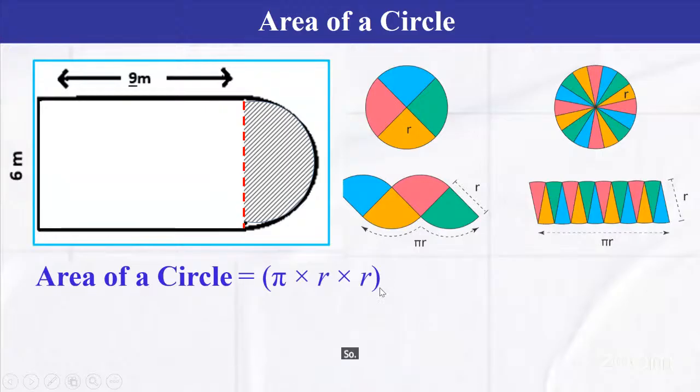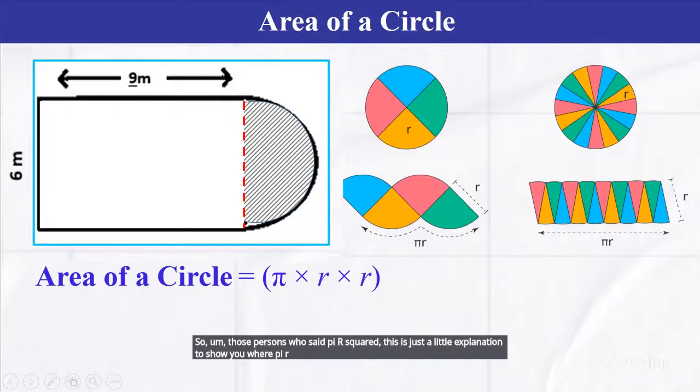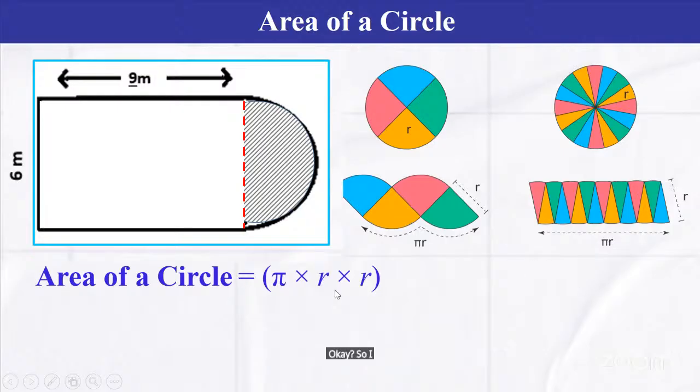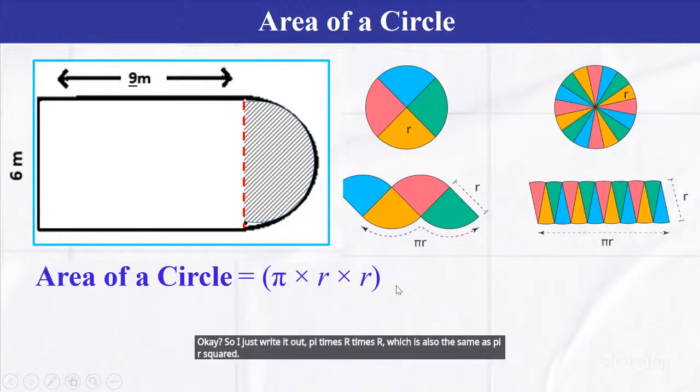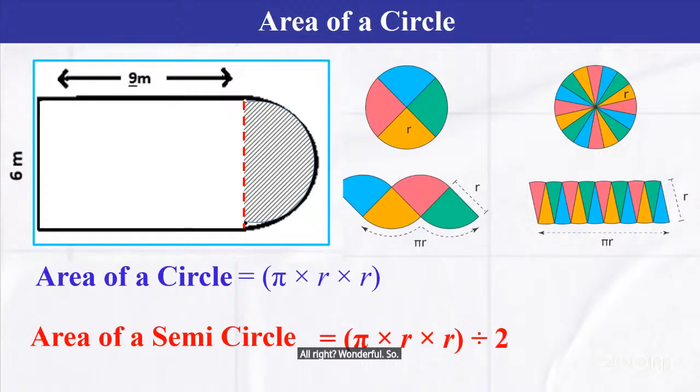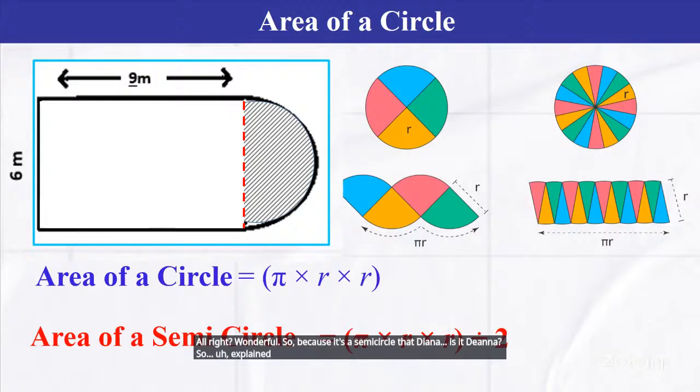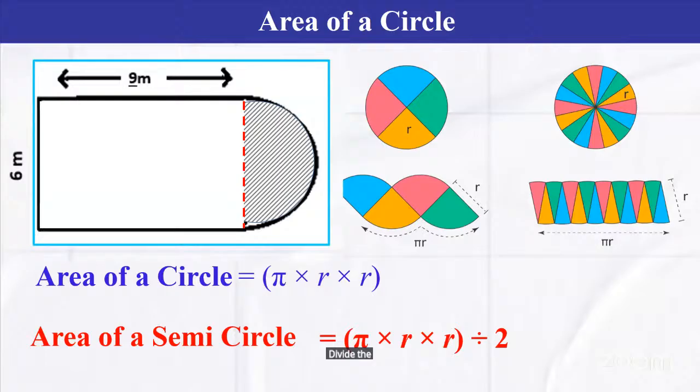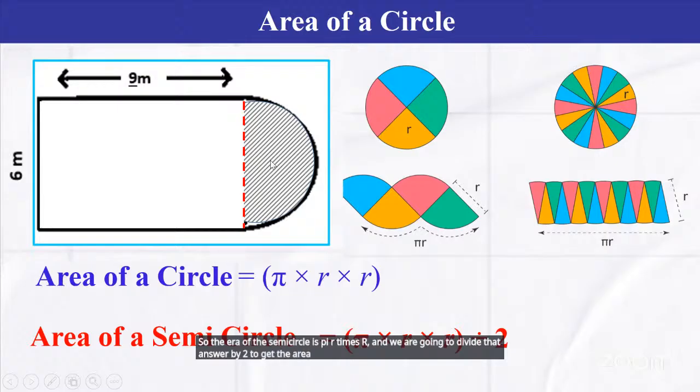So those persons who said pi r squared, this is just a little explanation to show you where pi r squared comes from. I just write it out, pi times r times r, which is also the same as pi r squared. All right, wonderful. Because it's a semicircle, Diana explained so clearly, she said find the area of the circle, divide the answer by 2 because we are dealing with a semicircle. So the area of the semicircle is pi r times r, divided by 2.